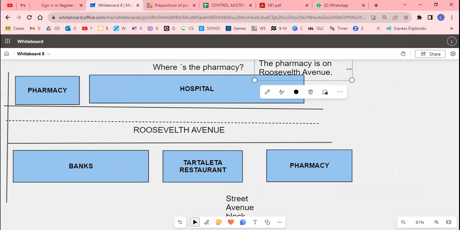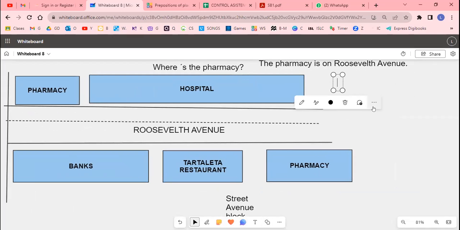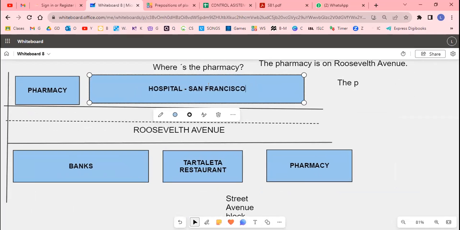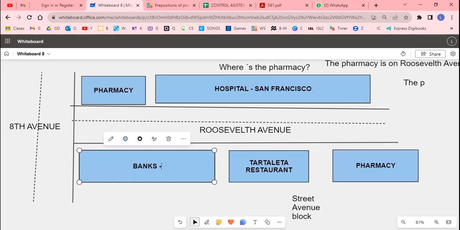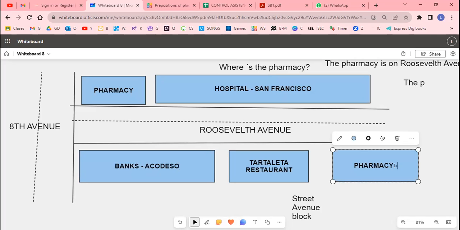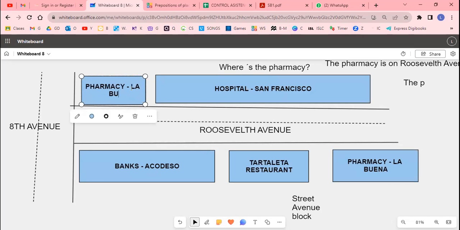Y si quiero decir que está a la par del hospital, the pharmacy, ay, es que me olvidé poner el nombre del hospital. San Francisco. Banks, es que no me acuerdo cómo se llama, no es un banco, es una cooperativa. A Codeso la vamos a poner porque no me acuerdo. Pharmacy, esta es San, no. La Buena. Y aquí también hay una La Buena. Si es cooperativa, es a Codeso. De Brasil. La que está aquí, mister. Sí, de la parte de San Francisco, Brasil. La que está afuera, mister, en la esquina que viene de la vivienda. No es La Buena.